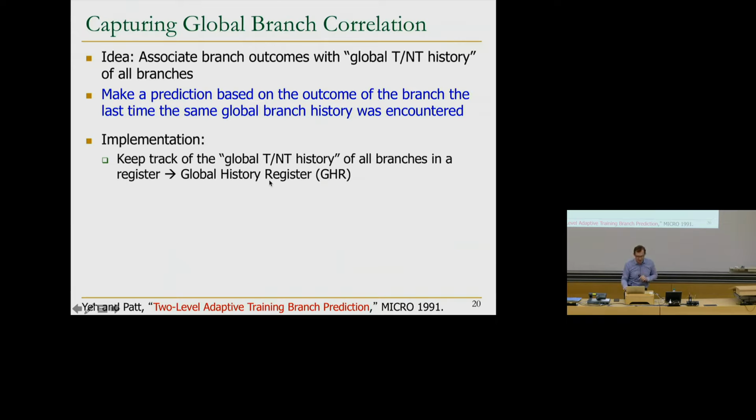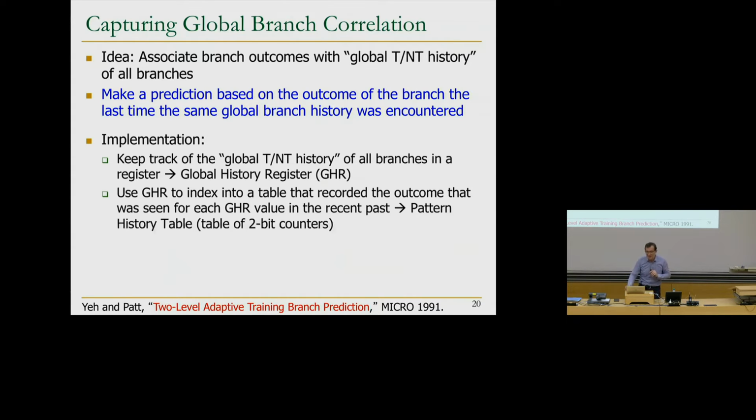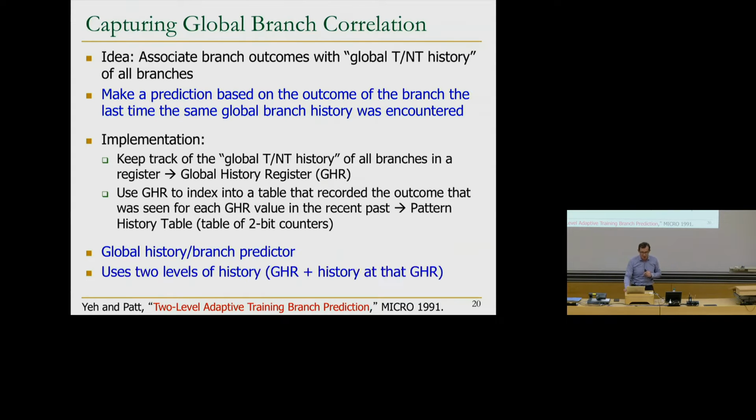I'm going to show you an example of this with a picture. This is an n-bit register that encodes the outcomes of the last n branches. And we're going to use that to index into a table that recorded the outcome that was seen for that global history register value in the recent past. This is called the pattern history table. And we're going to still use 2-bit counters in this case. Again, you can use 1-bit counters, 2-bit counters, 3-bit counters. It's going to be very similar to the state machine that we discussed. That's a design choice. So this is called a global history or global branch predictor.